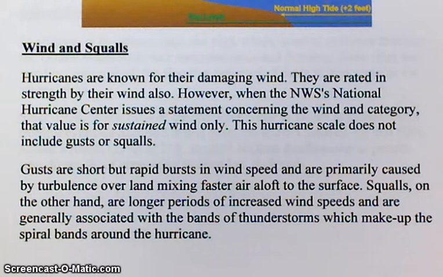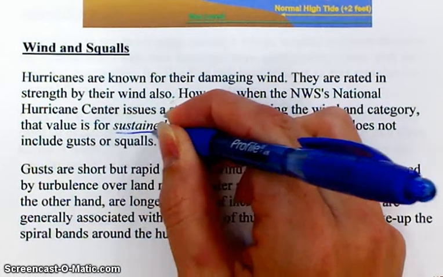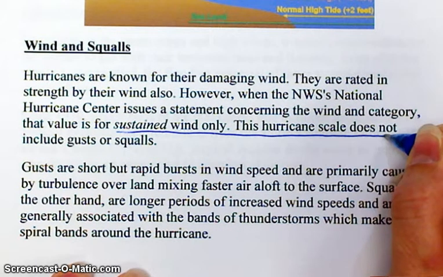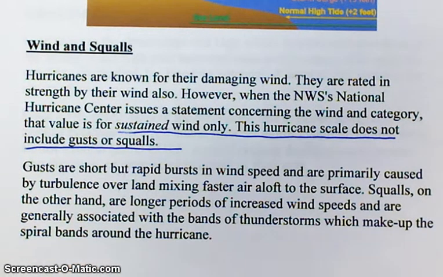All right, another hurricane hazard that we need to discuss are winds and squalls. Hurricanes typically are known for their damaging wind, and they're actually rated by their wind strength. We've talked about the Saffir-Simpson wind scale. However, when the National Weather Service's National Hurricane Center issues a statement concerning the wind and the category, that value is for sustained winds only, and there can actually be gusts of winds that exceed the sustained wind values.